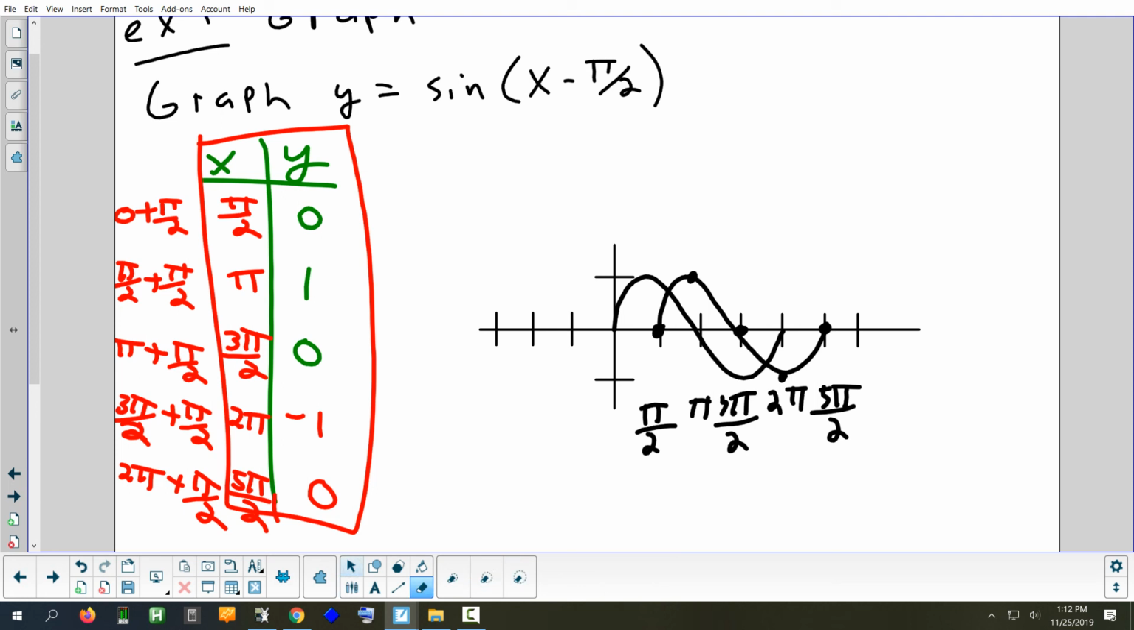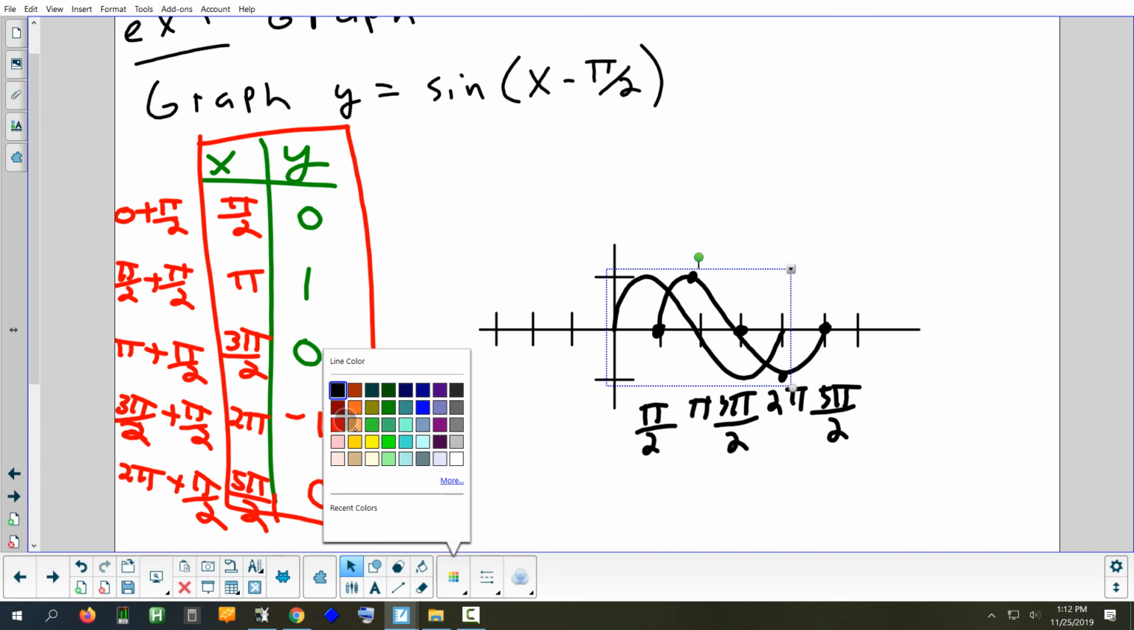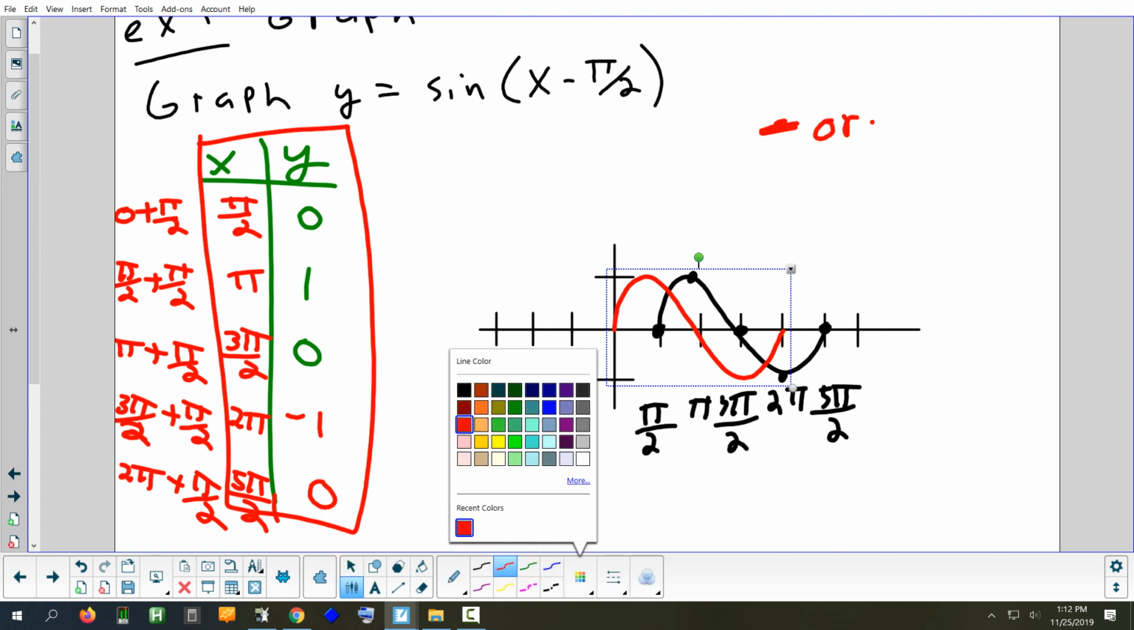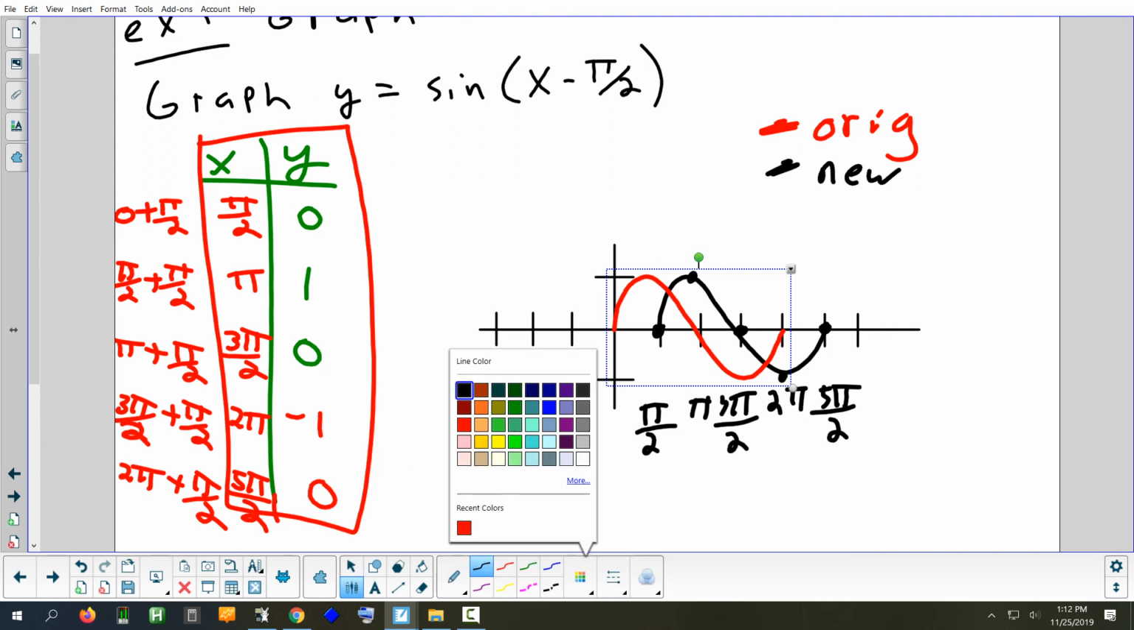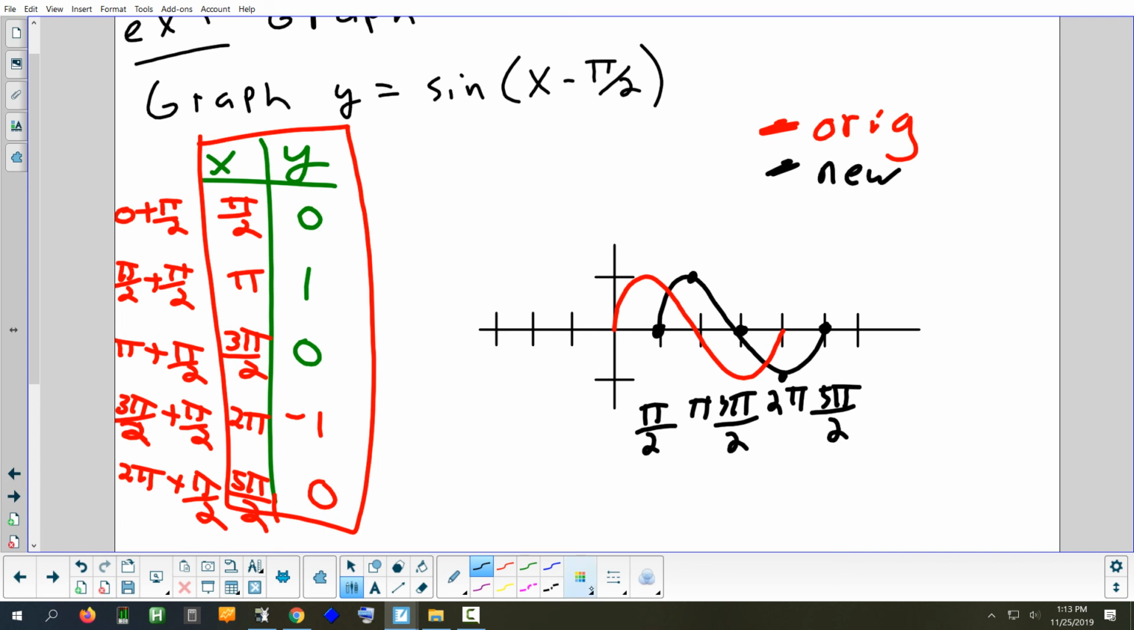I'm not going to sketch the original for each one. I just wanted to show you the first time. Looks like the original slide. So if I take this one, does this make it red? Red, that's the original. Black is the transformation. That's the new one. So it's been shifted to the right. How much? Pi over 2, which is 90 degrees.